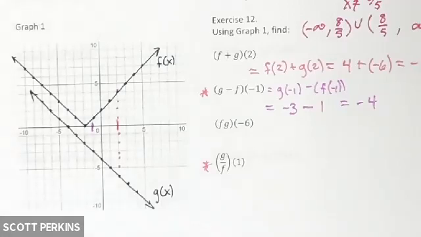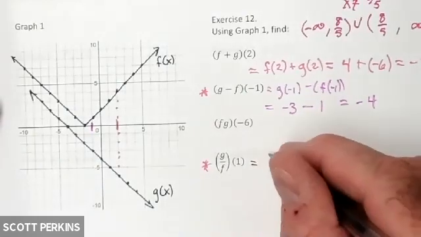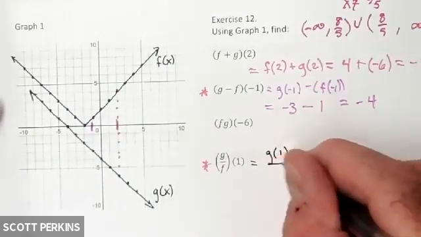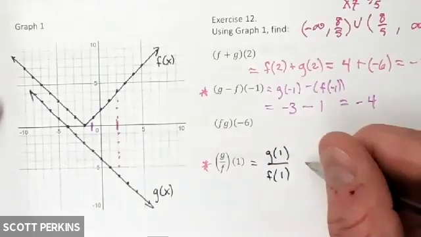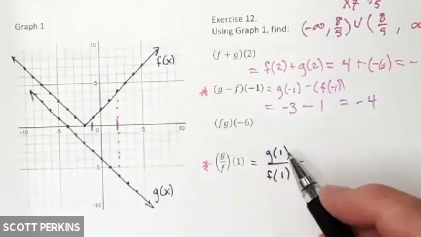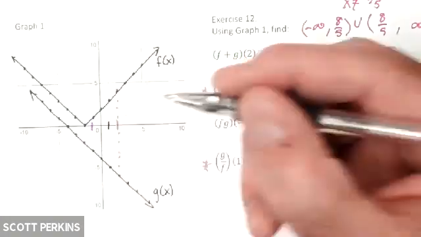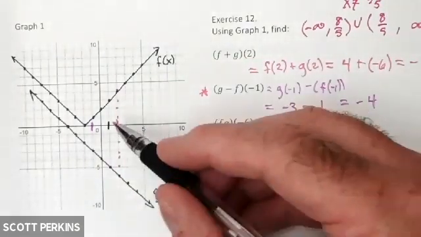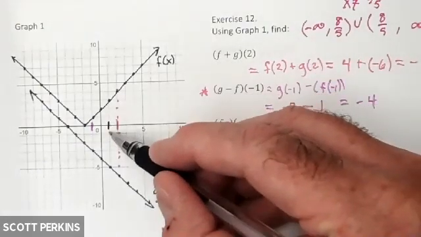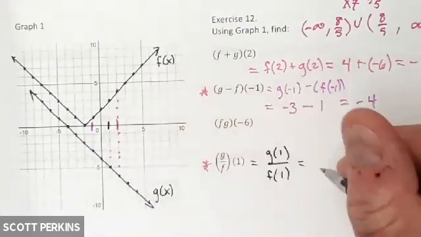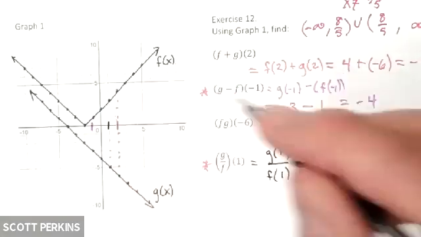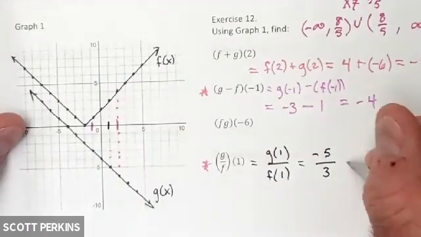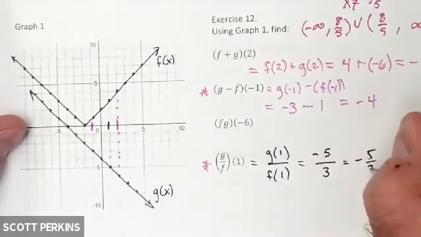Last but not least, the quotient function. g divided by f at 1 is going to be the value of g at the x value 1 divided by f at the x value 1. So g at the x value 1, here's the x value 1 with my black marker. g at the x value 1 is 1, 2, 3, 4, 5 downward, so -5. f at the value 1 is 1, 2, 3 upward, so +3. And that's what it is. It's -5/3.